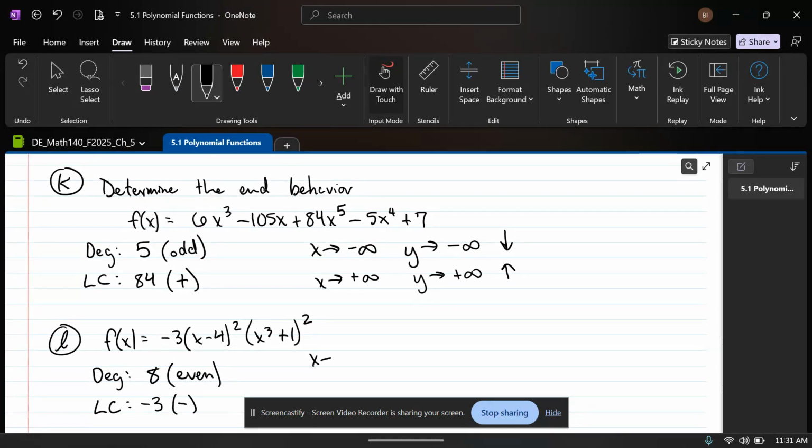So as x goes to the left, y goes down toward negative infinity. And good news is because it was even degree, the positive infinity side is going the same direction. Even should always go the same direction. Odd should always go opposite directions. Every time. On the degrees. Okay?